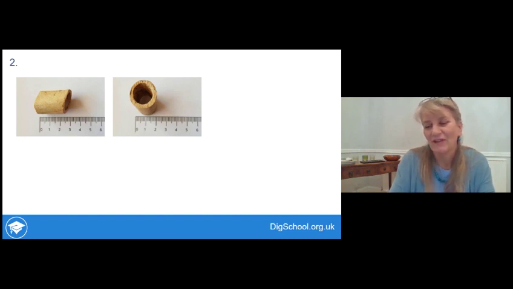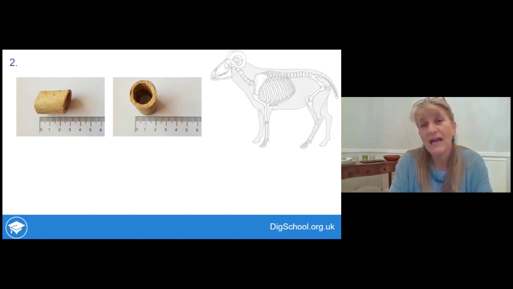Okay, you've had a minute to have a look at that. So what I'm going to do now is show you the animal it does actually come from. And again, it is the sheep, the same animal we were looking at in the last slide. So I wonder if now you can think about which part of that animal that bone came from.